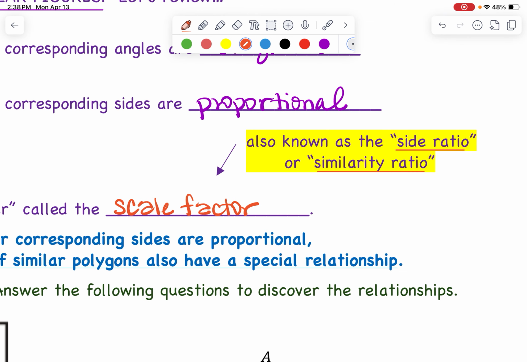All those words are kind of synonyms to each other. And the cool thing about that is they all start with an S. So that is going to be very favorable for us here in just a few minutes. Scale factor, side ratio, similarity ratio, they all start with an S.